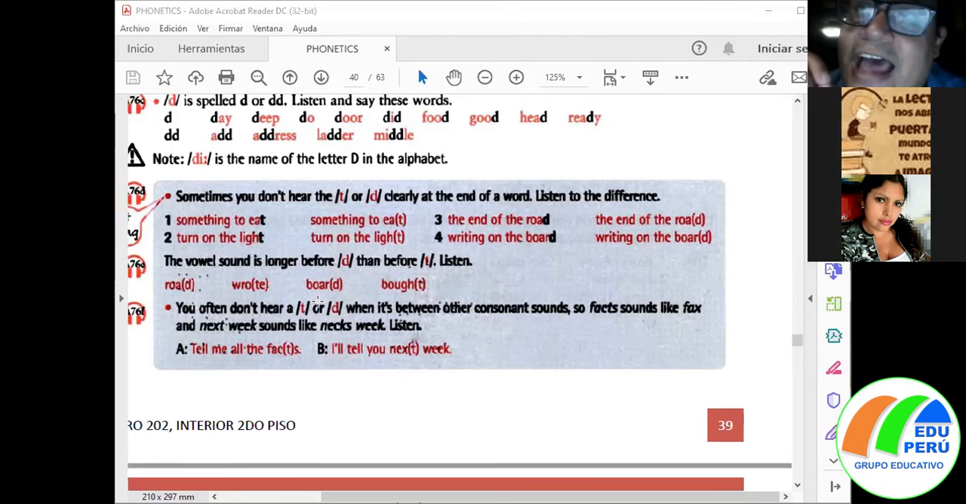For example, facts. I'm gonna say it slowly. Facts. So we have ka, ta, s. So we have three sounds. I'm gonna write it here. Just give me a second. Where is it here, in order to understand it better? Let's see. I'm going to make it bigger. Just give me a second.